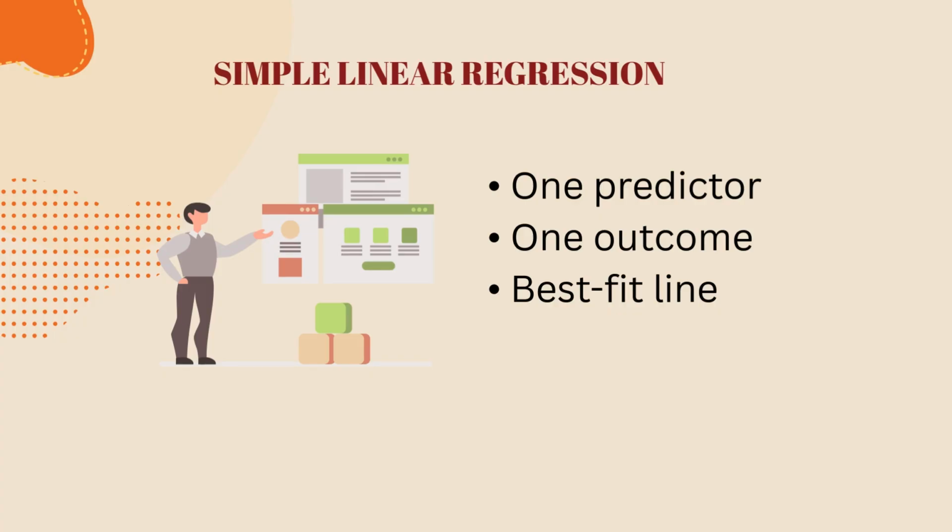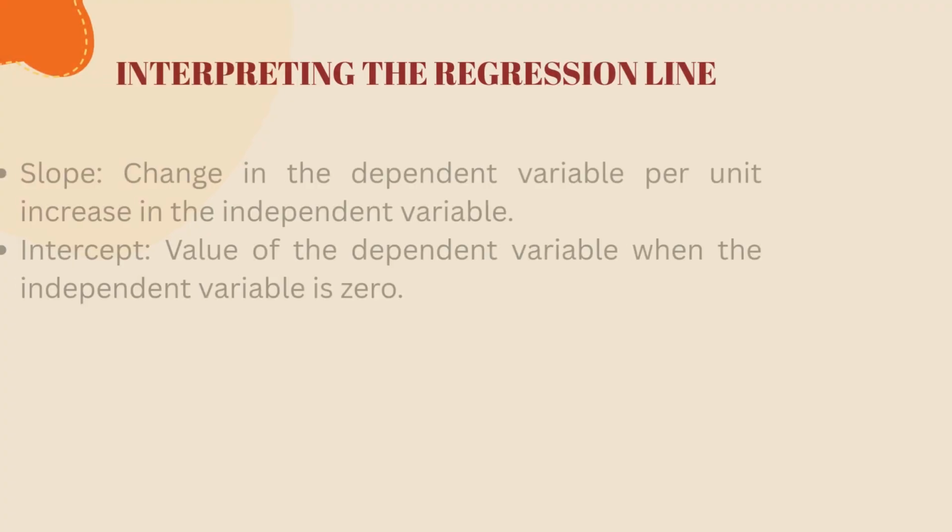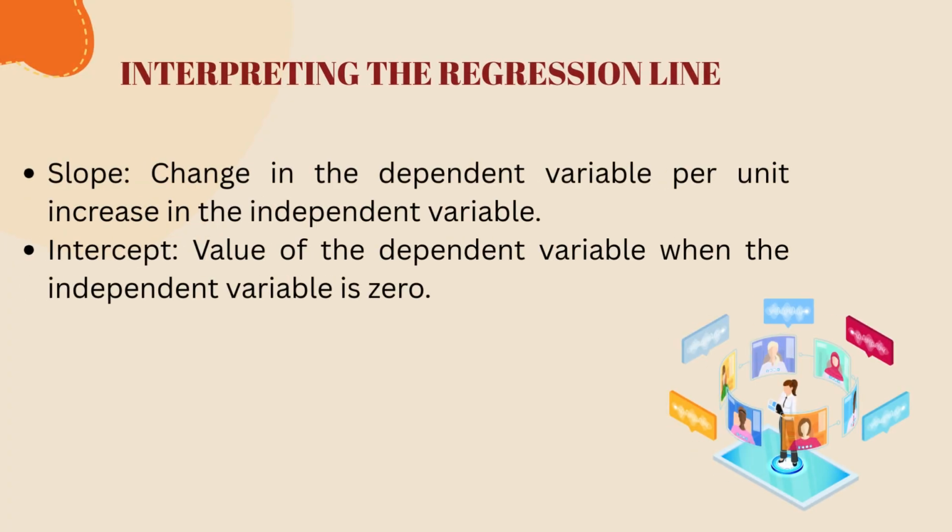Simple linear regression explained. In simple linear regression, we analyze the relationship between one independent variable and one dependent variable. The model fits a line that best represents the data, showing how the outcome changes as the predictor increases or decreases. Interpreting the regression line. The slope of the regression line tells us how much the dependent variable changes for each unit increase in the independent variable. The intercept represents the expected value of the outcome when the predictor equals 0.